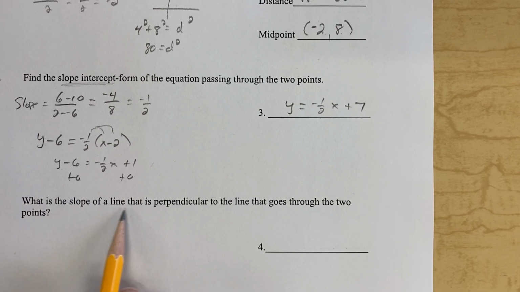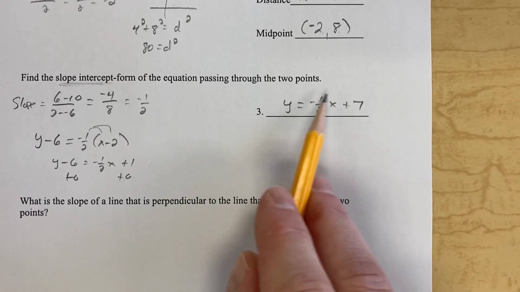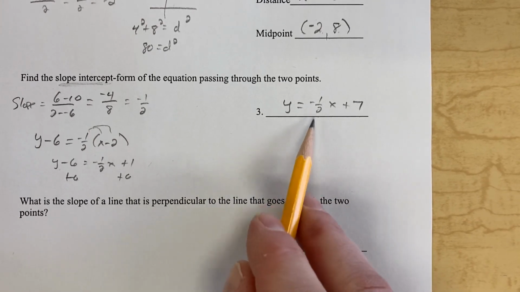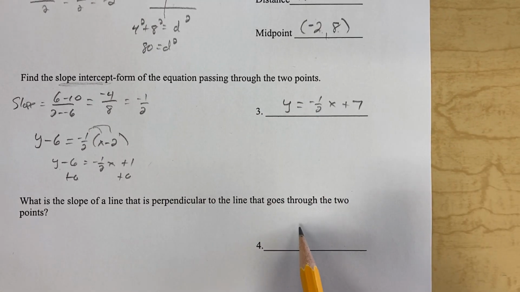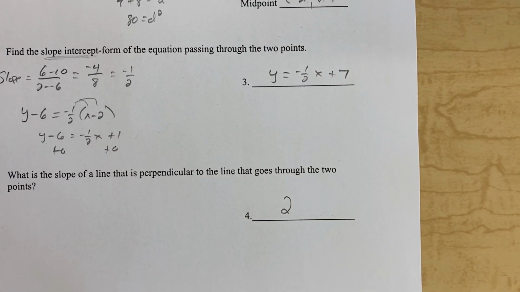And it says, what's the slope of a line that's perpendicular that goes through there? So this slope is negative 1/2. If we were parallel, we'd have the same slope. But perpendicular, we would flip that, change the sign, so it actually would just have a slope of 2. Right?